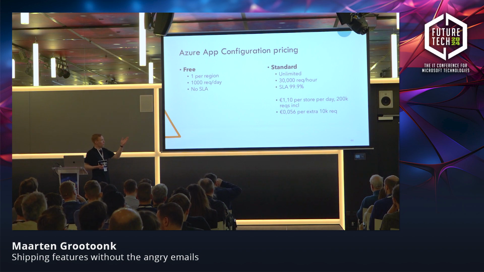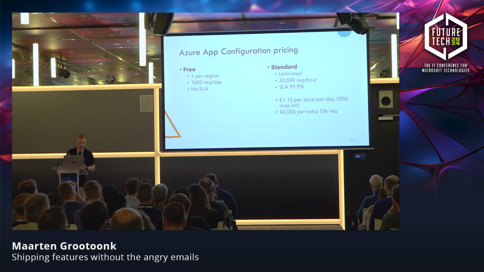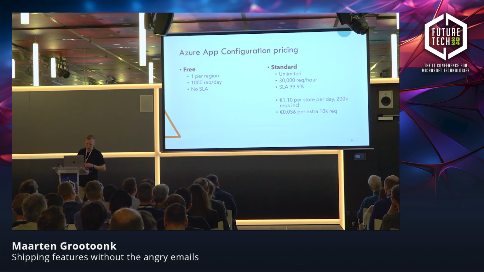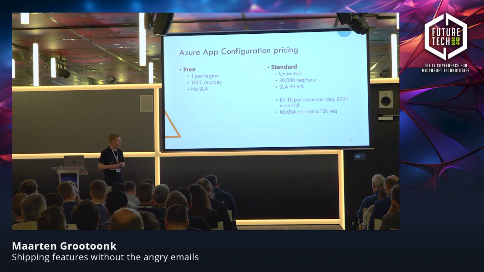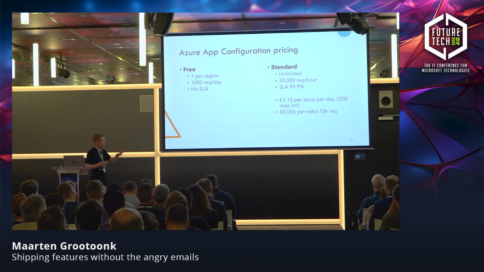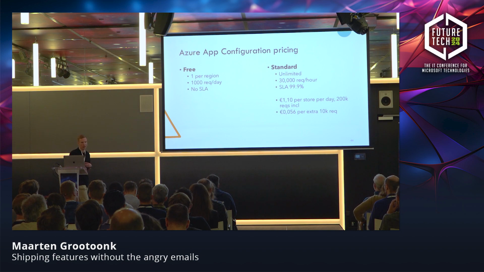For production usage, use standard. It costs €1 per store, so like each feature flag store can contain a certain amount of feature flags, and it allows you to have multiple per region. And you pay a fixed fee, and for additional requests, like a portion of a cent for every extra 10K requests. So this is really important to keep in mind on how often you want to expire the cache. Because the shorter your cache, the faster changes are live.